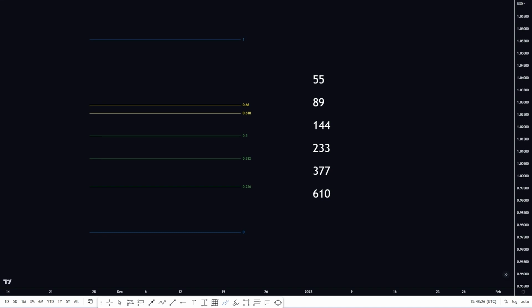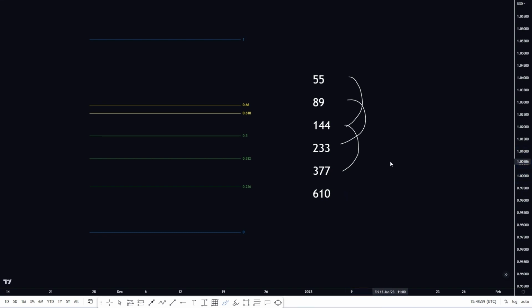Well, for 0.382, instead of looking at the relationship between, say, 55 and 89, what we're looking at now is the relationship between 55 and 144. So we're looking at the relationship between 55 and now two numbers further down in the sequence. So again, 55 and 144, 89 and 233, 144 and 377, 233 and 610.